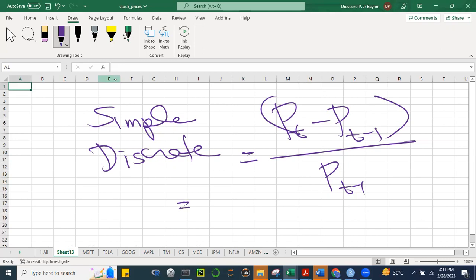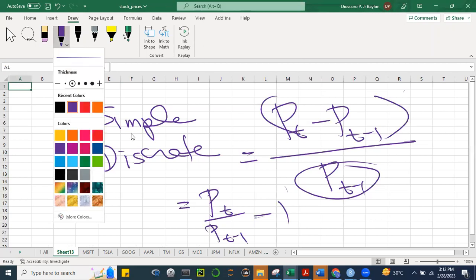This can be converted by distributing the denominator throughout: price at time t over price at time t minus 1, minus 1. This is a lot easier in Excel because you just link to the price at time t, divided by the price at time t minus 1, then minus 1. You don't need to put parentheses there. So that's your simple returns.